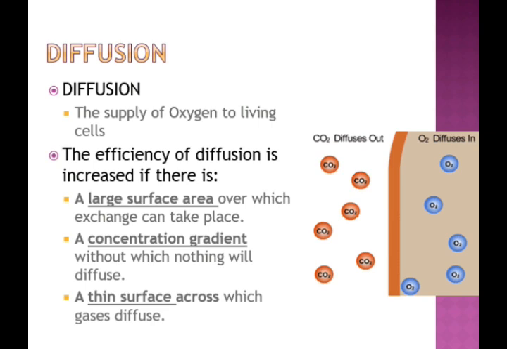So diffusion will be better if there is a large surface area. A greater concentration gradient means that there's a big difference between the high and the low. And there must be a thin surface across which the gases diffuse, meaning that in between the two barriers, it must be a bit thinner.